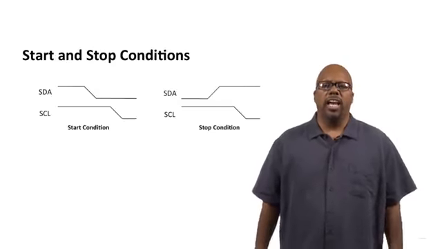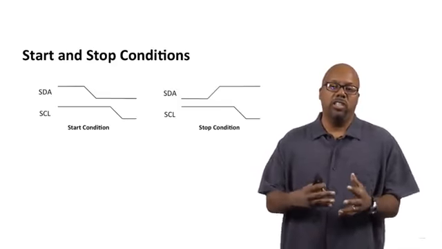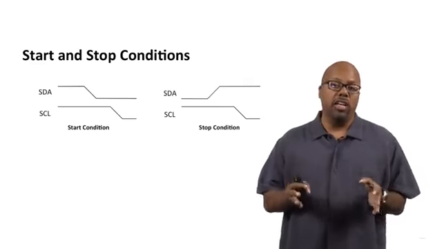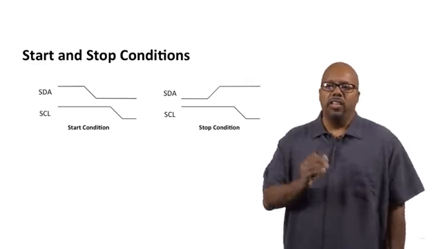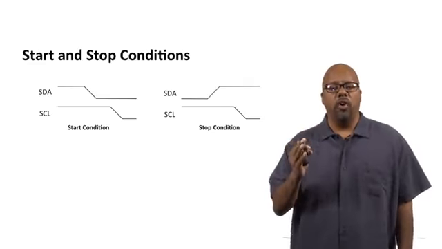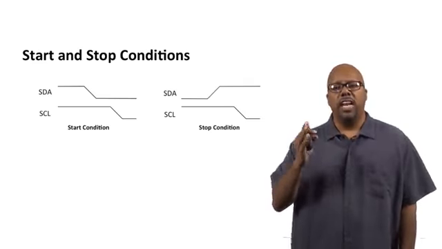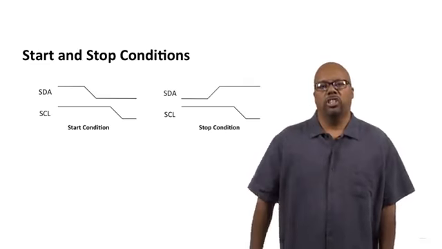So that's the structure. Just to look at the beginning of this, we talked about a start condition and a stop condition. Here's what they look like. This is how you start and stop any transaction. There are two lines, SDA and SCL. If there's a falling edge on the SDA line, going from high to low, while the SCL line, the clock line, is high, then that's a start condition.